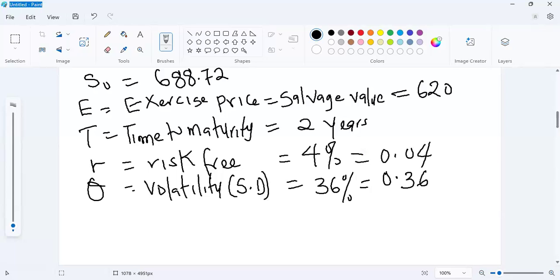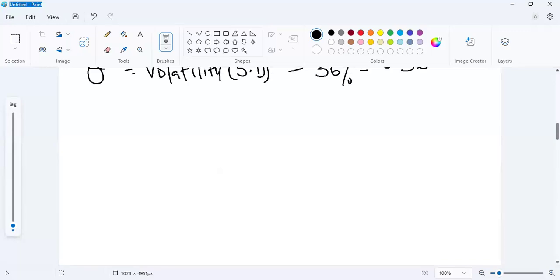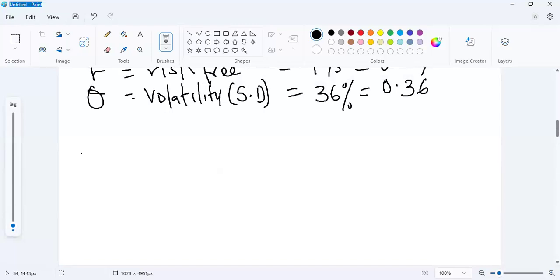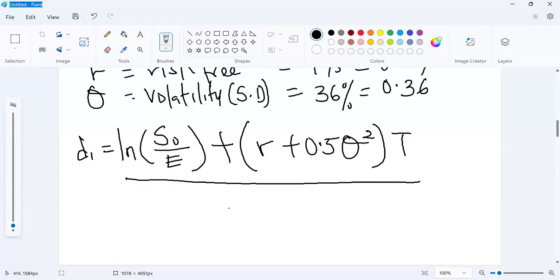Next, calculate your D1. Formula for D1, recall: ln bracket XO over E, close your bracket, plus bracket R plus 0.5 volatility square multiplied by T, all over volatility square root of T.